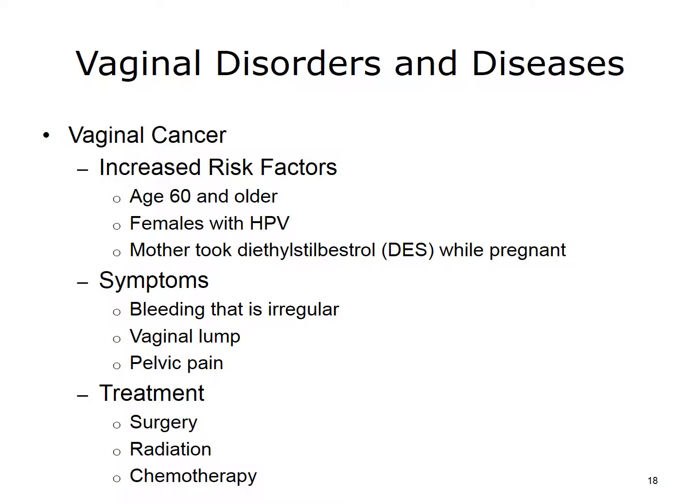The last disease of the female reproductive system is vaginal cancer. The risk factors for vaginal cancer include being over age 60, having HPV, and having a mother who took diethylstilbestrol, or DES, while pregnant. The symptoms of vaginal cancer include bleeding that is irregular, lumps in the vagina, and pelvic pain. Treatment options include surgery, radiation, and chemotherapy.